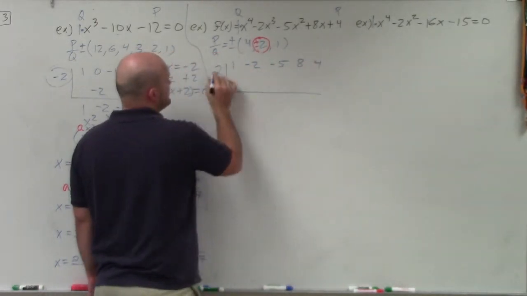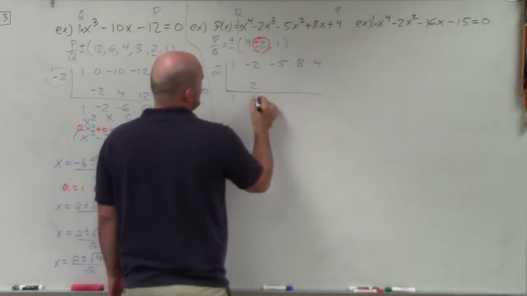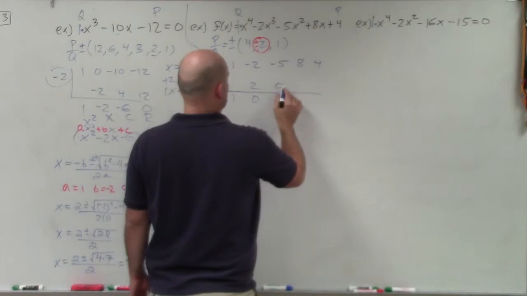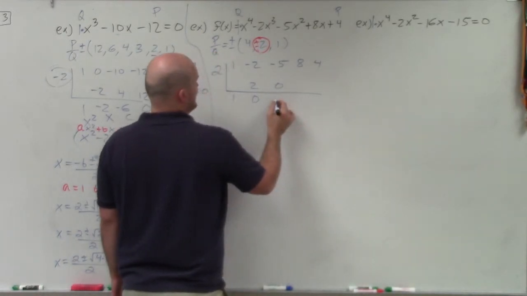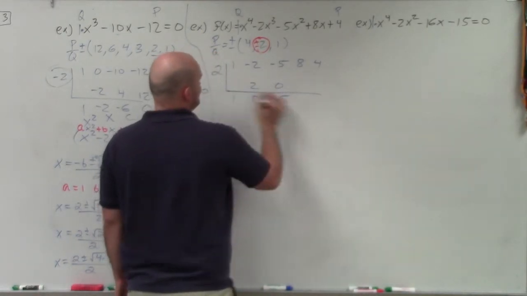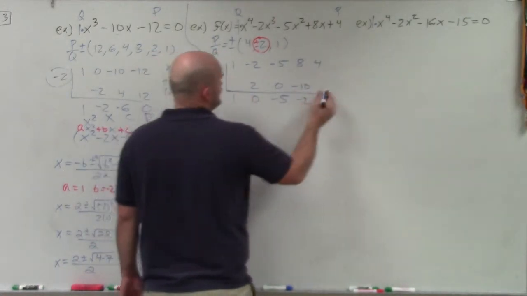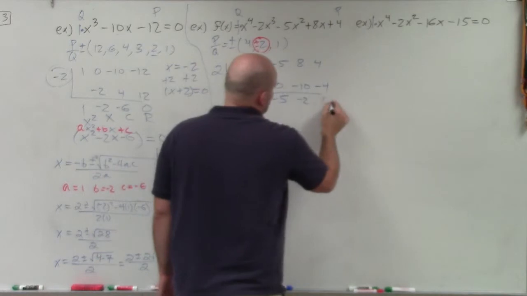Bring down the 1. 1 times 2 is 2. Negative 2 plus 2 is 0. 0 times 2 is 0. Negative 5 plus 0 is going to be negative 5. Negative 5 times 2 is negative 10. 8 plus negative 10 is negative 2. Negative 2 times 2 is negative 4, which gives me 0.